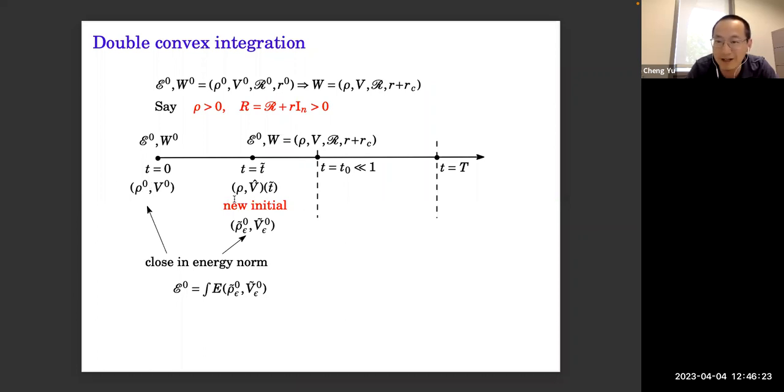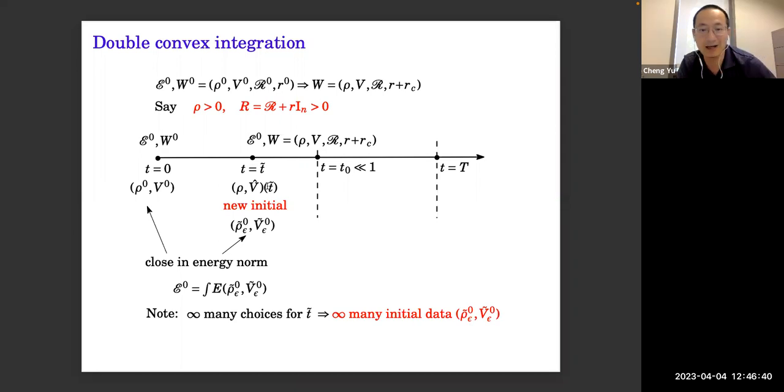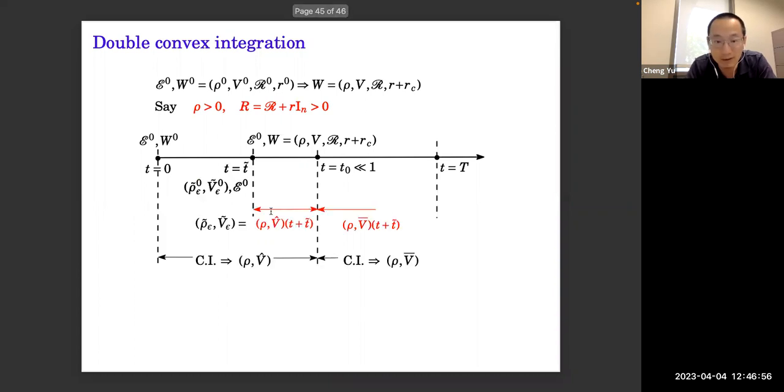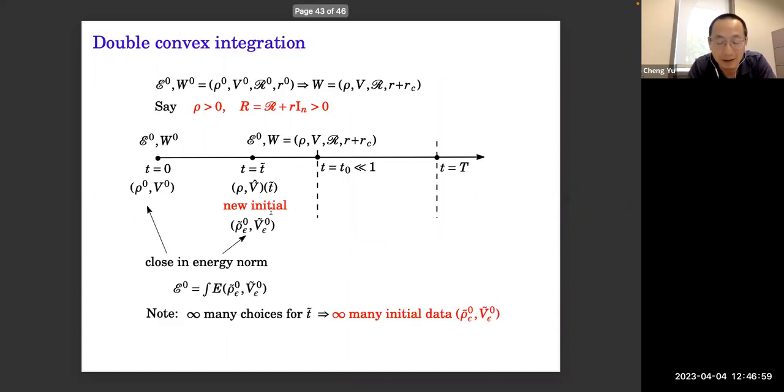So in this step, we get infinitely many initial data because there are infinitely many possible choices of T tilde. So we get infinitely many data, but we still need to show how to get infinitely many solutions for each data, right? Okay, so the next step.